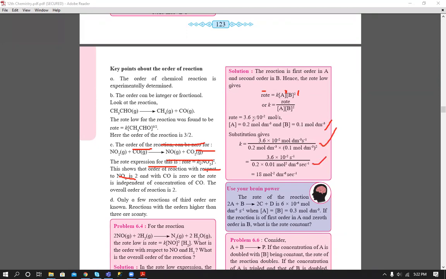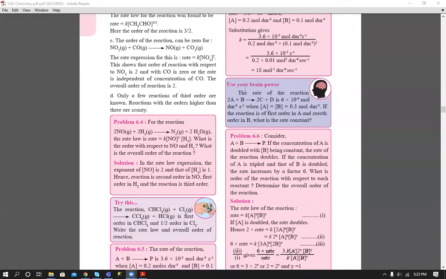Okay, so just put the value and get the answer. Here the power of B is square, so don't forget to square. So let's move to the next problem. It is your brain power. I think it is the same power problem.